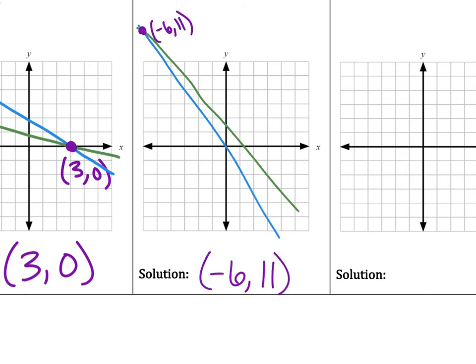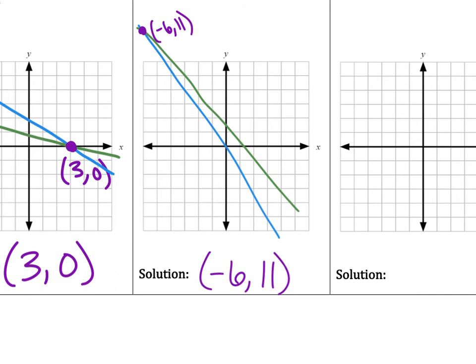Bonus question here. If I was just to ask you, what's the y value of your solution? What would you answer? The y value? 11. Oh, yeah, 11. So they can ask you, or I will ask you, for particular parts of this solution. For this one, if I said, what is the x value of your solution, what would you say? Negative 6. Oh, for the first one, it would be 3. You're right. But for the second one, it would be negative 6.